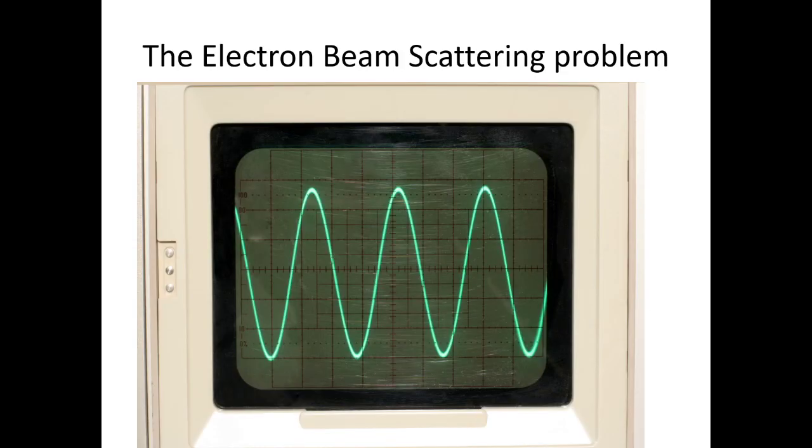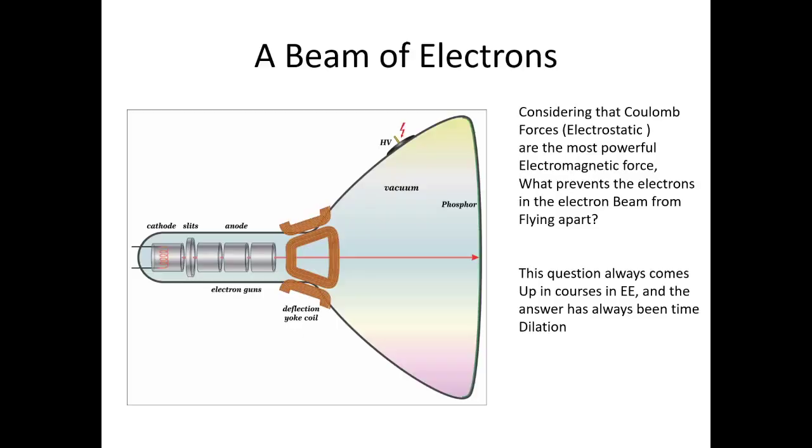So let's talk about the electron beam scattering problem. What you see in front of you is a picture of an oscilloscope, and that little green trace you see is caused by an electron beam hitting a phosphor film on the inside of the cathode ray tube. And this is a bigger version that you would see in a television set. So what you have is an electron gun that shoots a beam of electrons through a vacuum that hit a little green phosphor coating on the other side of the screen. And that produces a little point of green light that you see.